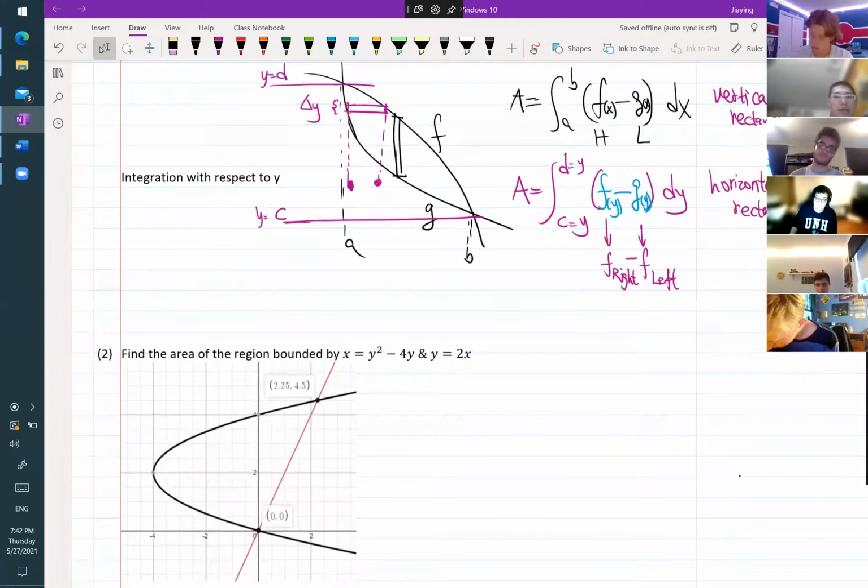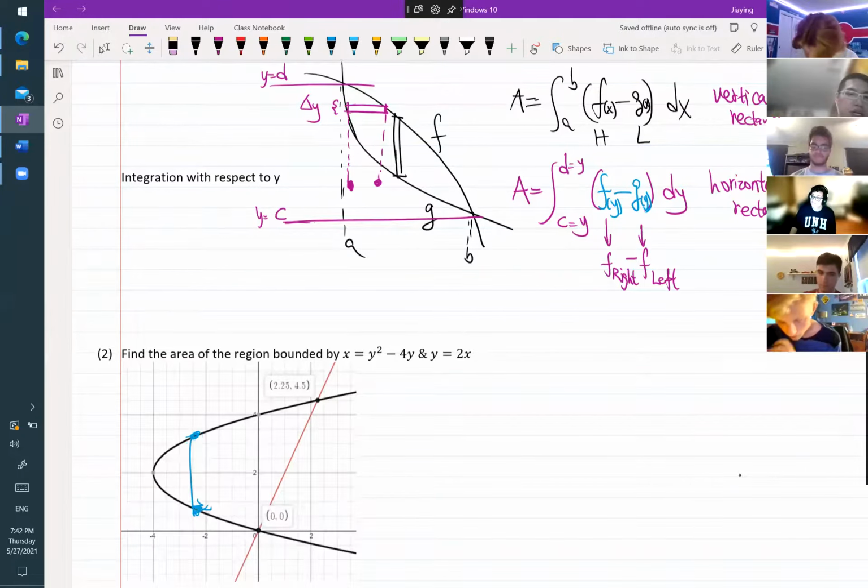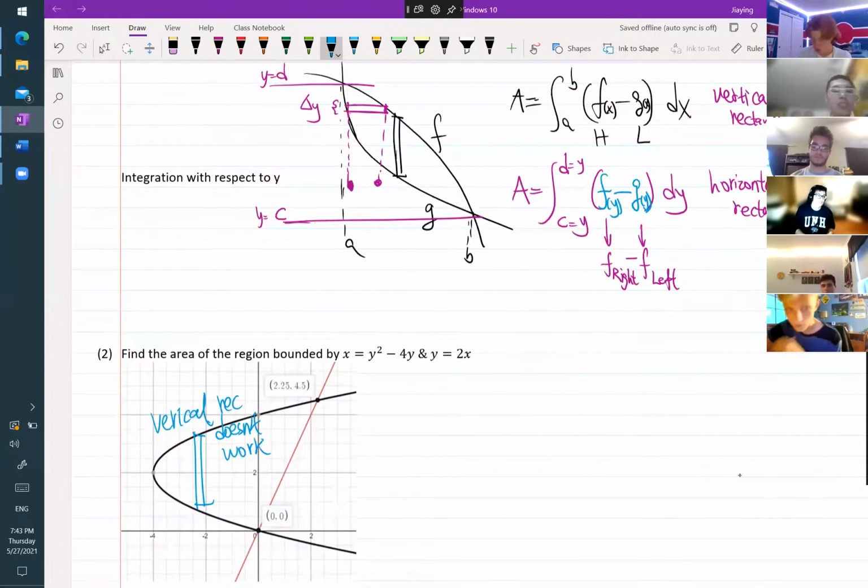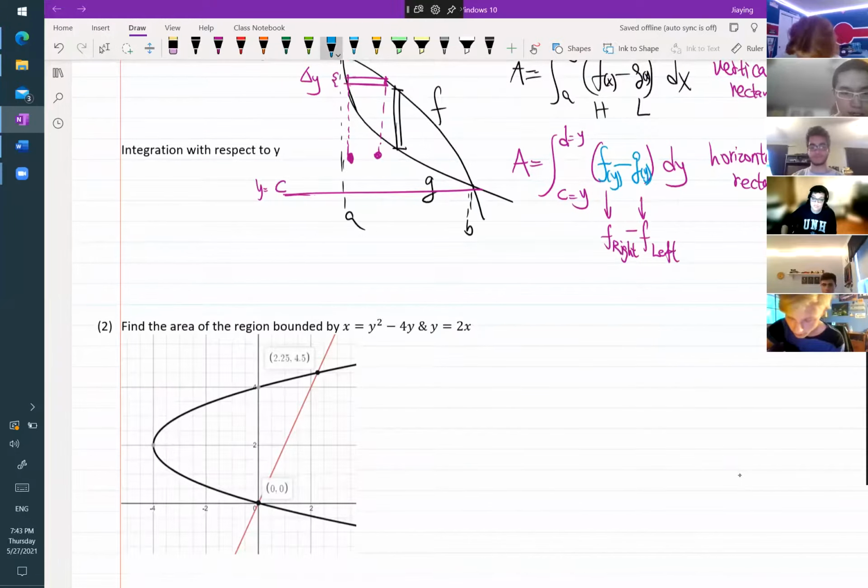So here's the example I have. I don't know if you notice that we cannot really use a vertical rectangle because here it is the same function. You would have to find separate functions. So that's a challenging part. Vertical rectangle doesn't work here. Well, it works. It just requires a lot more work. It doesn't work straightforwardly, like easily here. So we're not going to use a vertical rectangle. Instead, I'm going to use a horizontal rectangle.